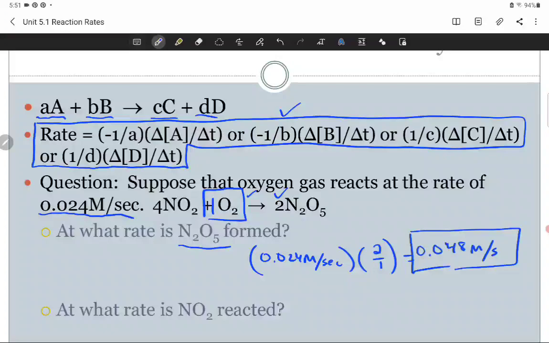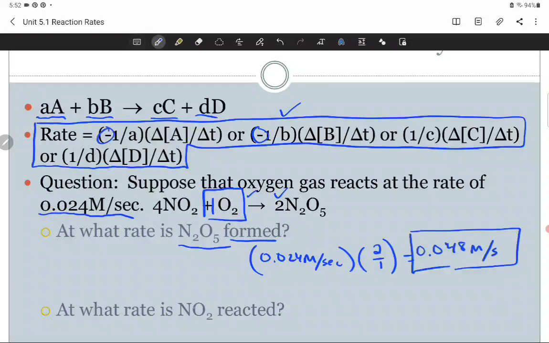And I'm not bothering with any signs. I know there's a sign, the rest of them have positives, because it says what was formed. If it didn't say something about used up or formed, then we would have to use signs.